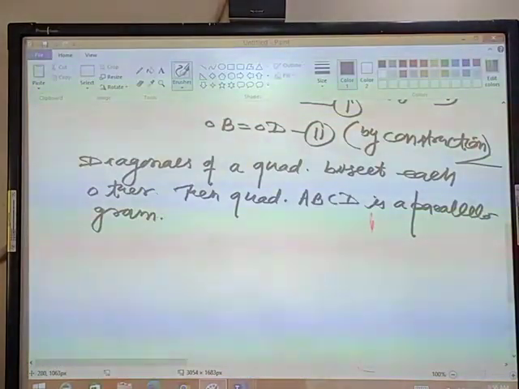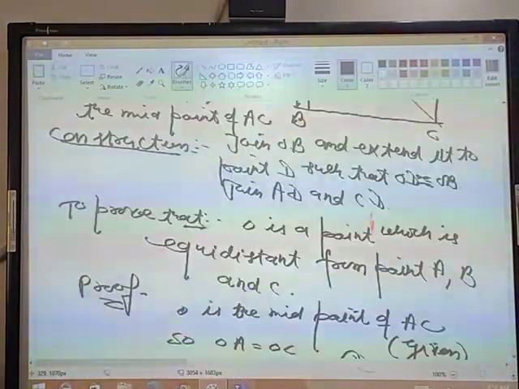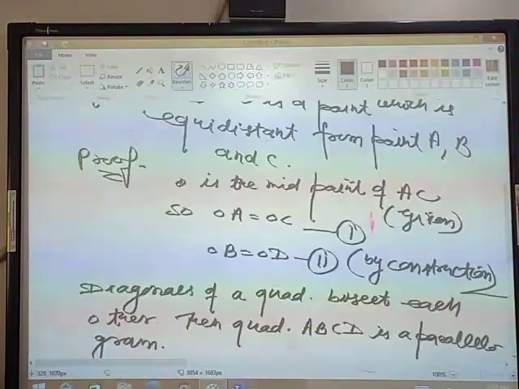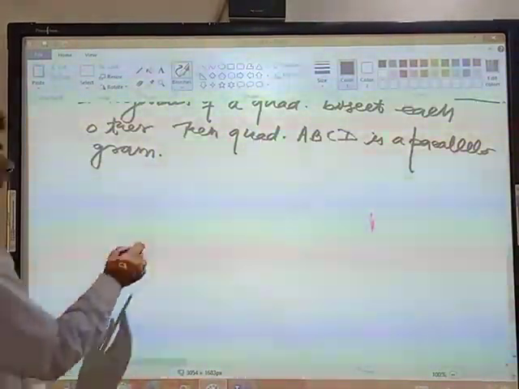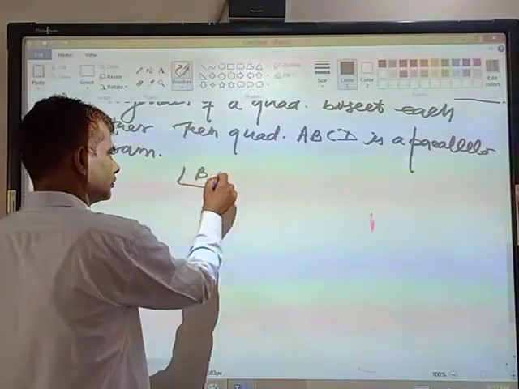Students, in a parallelogram, if one angle is of 90 degrees, angle B is 90 degrees, given.